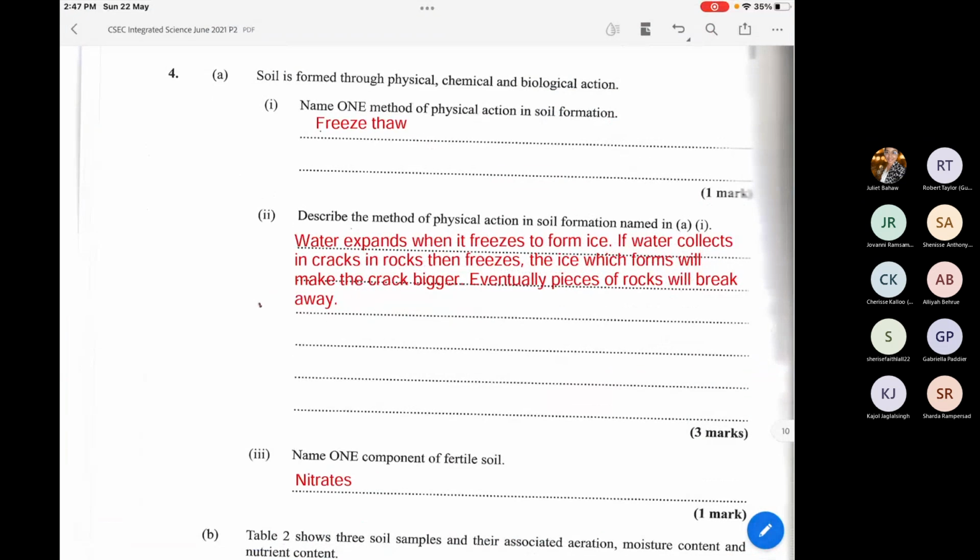Now, freeze-thaw. Describe the method of physical action. So you have to describe your action there. Now for freeze-thaw, water expands when it freezes to form ice. If water collects in cracks in rocks, then freezes, the ice which forms will make the crack bigger. Eventually, pieces of rock will break away. All right, you could have other answers here.